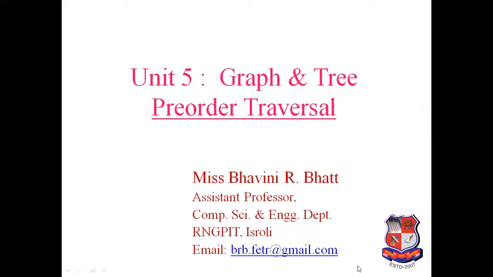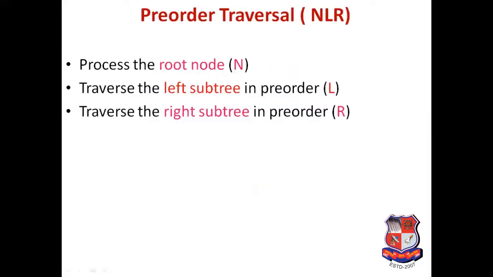Hello everyone. Today we will discuss pre-order traversal. So what happens in pre-order traversal? How do we traverse? In pre-order traversal, we first process the root node, then we traverse the left subtree in pre-order, and then we traverse the right subtree in pre-order. Root node is denoted by N. Left subtree is denoted by L and right subtree is denoted by R. So we have a sequence N, L, R for a pre-order traversal.